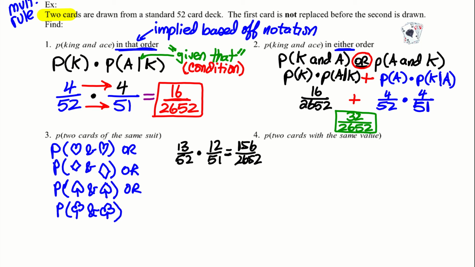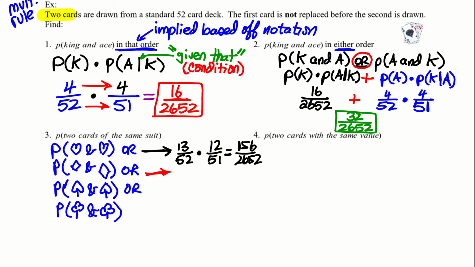All right. So 156 over 2652. So that's the first scenario. So that's this case. The second case, now there is a shortcut to this, but I want to at least use this problem to help us discover the shortcut, and then after that, we'll just use it. So, OR is like a reset button. We're starting over because it's either of these situations or any of these situations occurring. They wouldn't all occur at the same time.